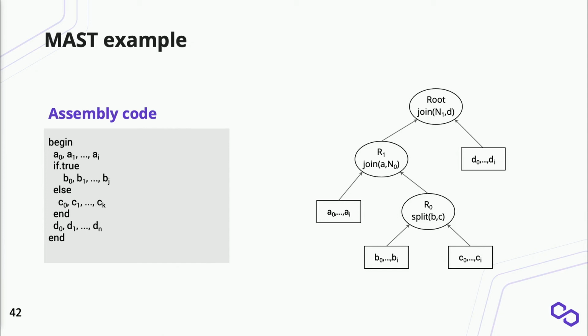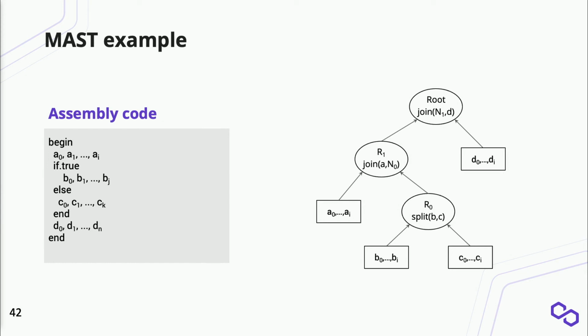To explain a bit more, we have these join blocks and split blocks, or nodes, as we can call them. A join node means that you execute both the left and then the right child. And a split node means that if the top of the stack is 1, you execute the left child, and if the top of the stack is 0, you execute the right child. So that's how you do it. We also have loop nodes. I didn't go into how loops work here.